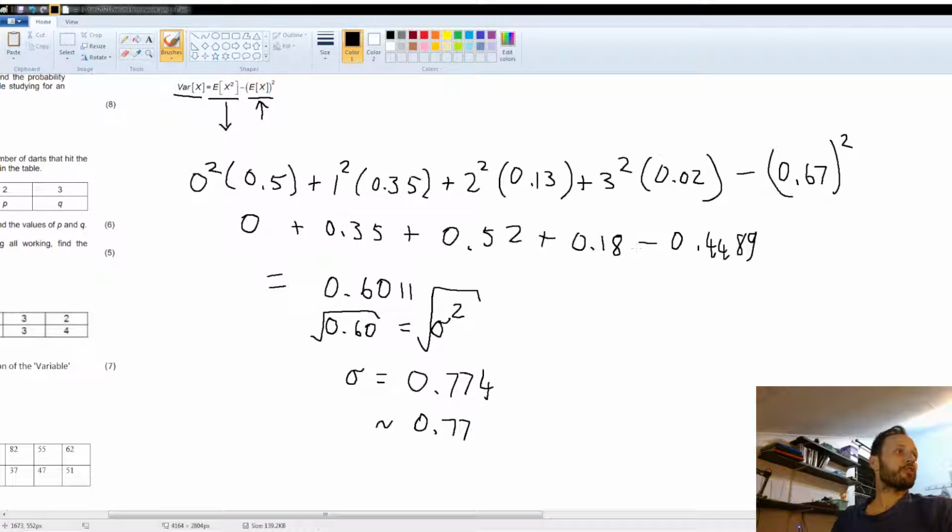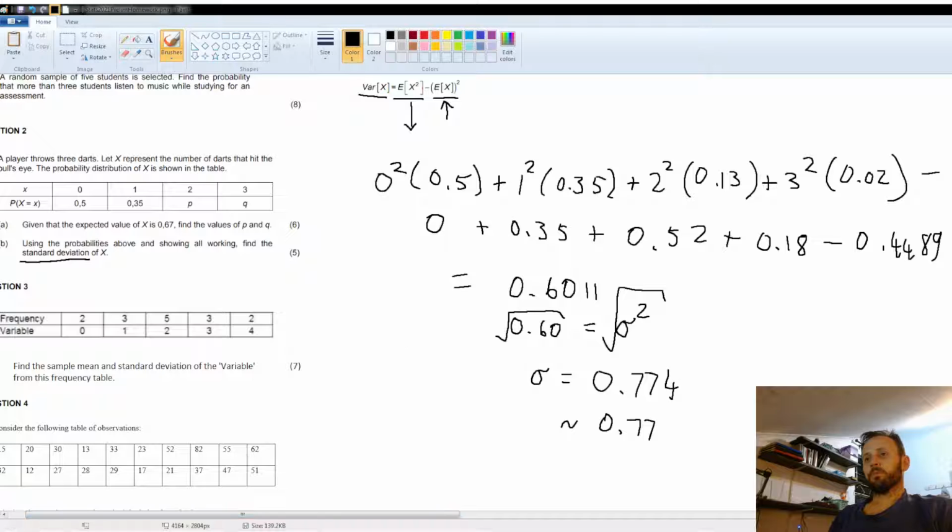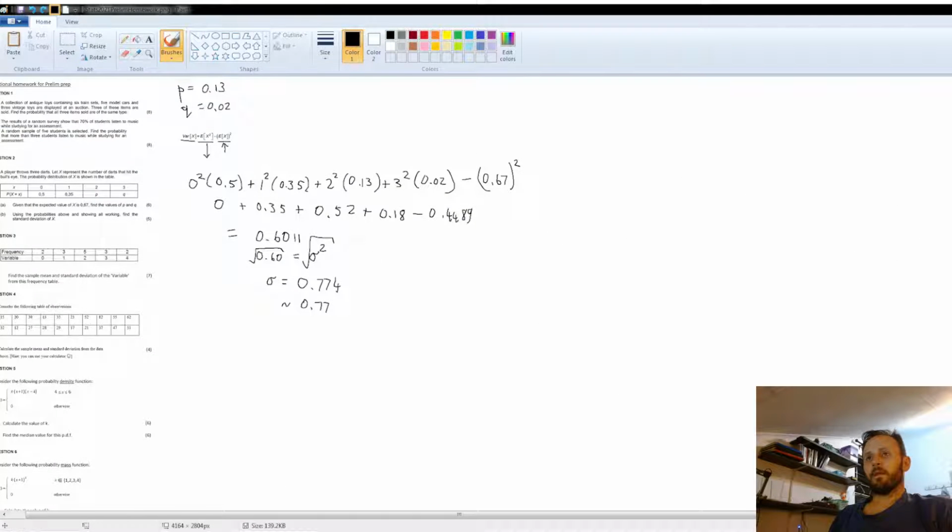Here's the full calculation in full. Okay. Let me get rid of all this now. We're making good progress here.